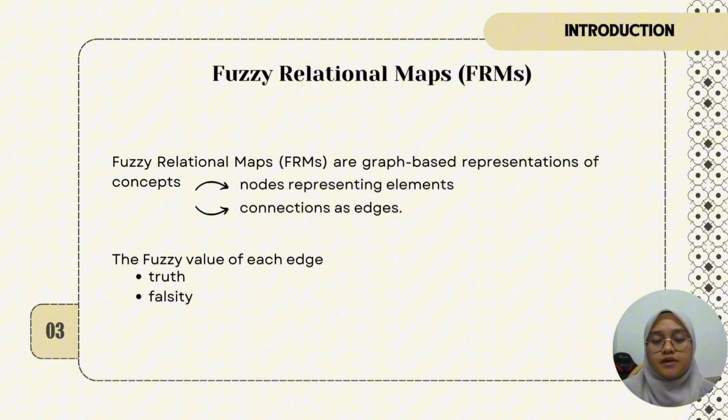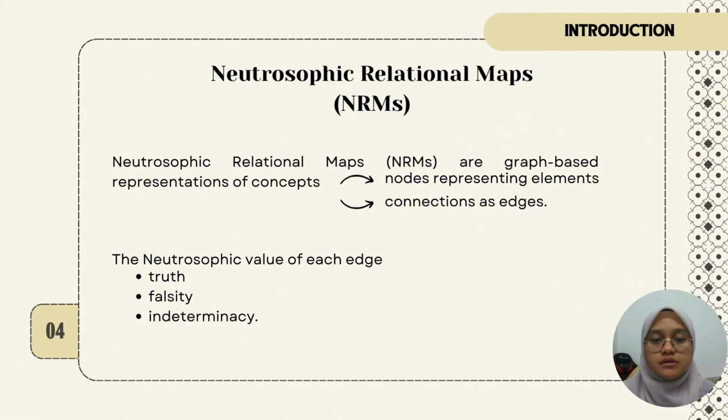Fuzzy relational maps, FRMs, are graph-based representations of concepts, with nodes representing elements and connections as edges. So the fuzzy value of each edge is truth and falsity. And neutrosophic relational maps, NRMs, are the same as fuzzy relational maps, but the neutrosophic value of each edge is different, which is truth, falsity, and it has indeterminacy.